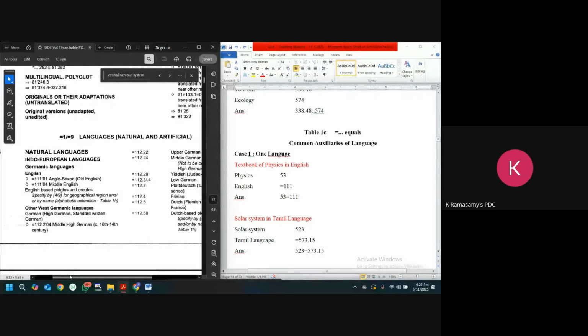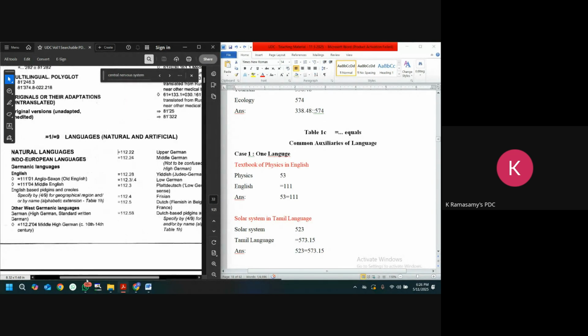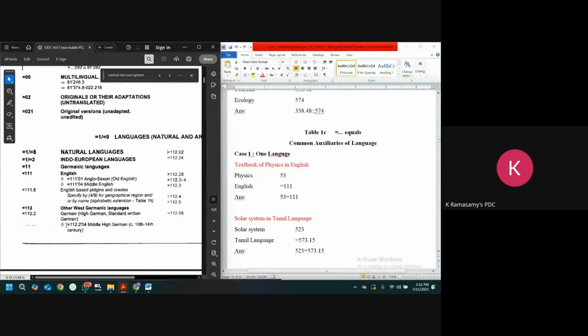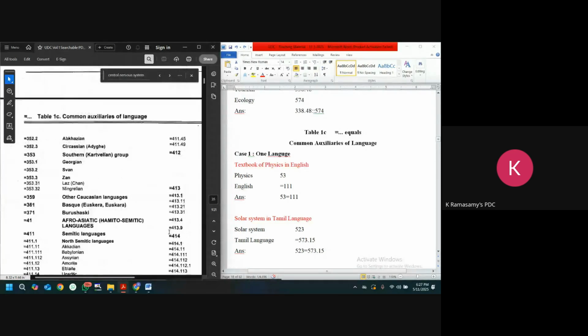What's the number for English language? It is equal to 111. English language. And what about German? See, it's here. German language means equal to 112.2. German language. Okay. And if you come down, many other languages are there, maybe different countries' languages.